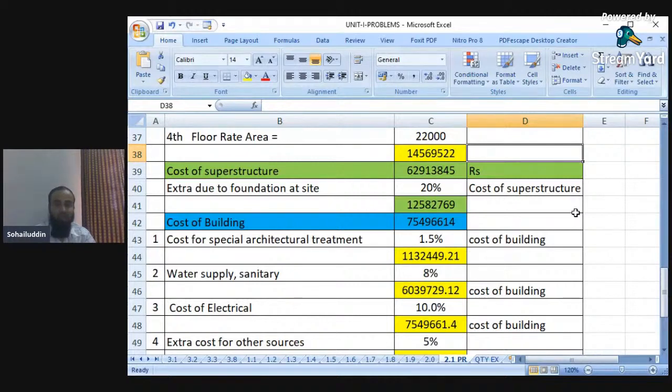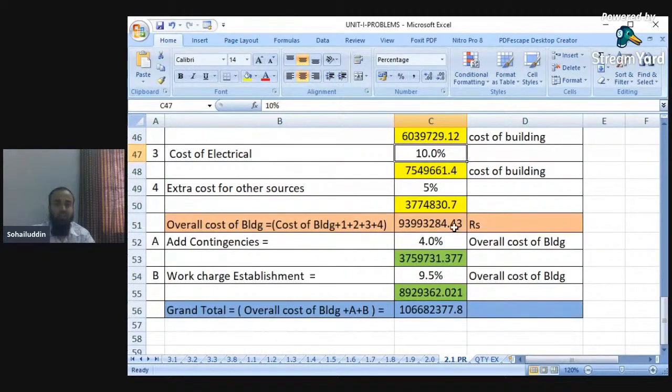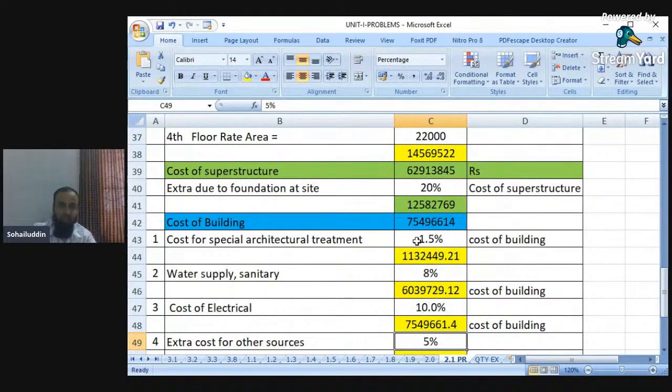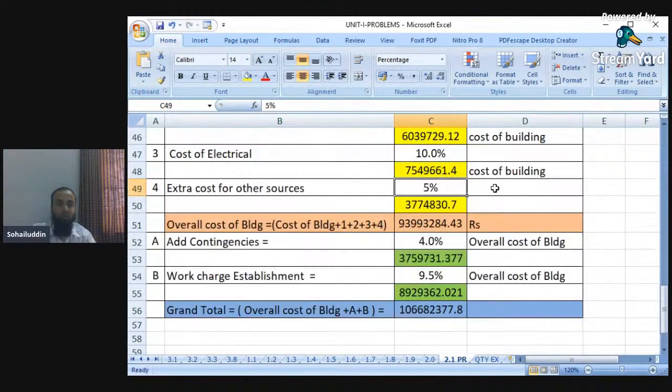Next is cost of special architectural treatment. It is 1.5% as usual of cost of building. So it comes about 1132449.21. Next is water supply 8%. It comes about 6039729. Next is 10% cost of electrification. It comes about 7549661. Next extra cost for other sources, 5%, it comes about 3774830.7. Again, addition is overall cost of building. That is the addition of all above heads, cost of building plus 1 plus 2 plus 3 plus 4. This is nothing but the overall cost of the building.